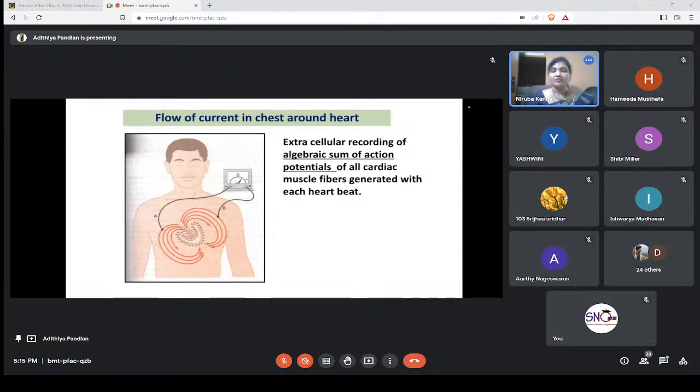So the sum of all the electrical activity picked up from the atrium, ventricle, all the bundles and everything is put together. It is the algebraic sum of the action potentials in all your cardiac fibers, which occurs in one single cardiac cycle, otherwise called one single heartbeat. Next slide.